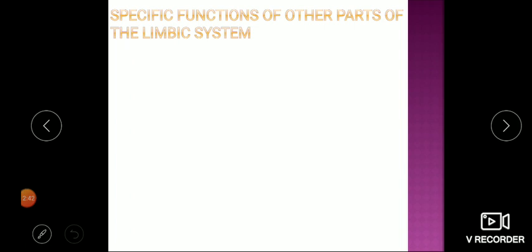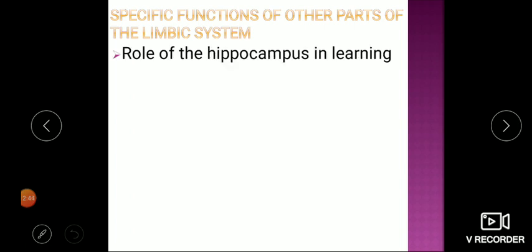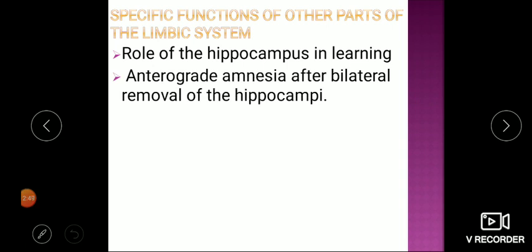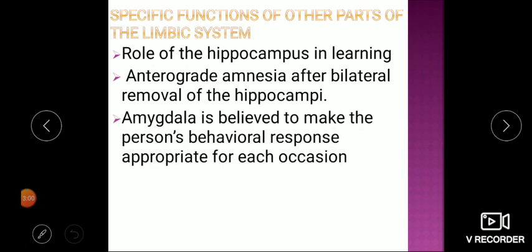Apart from this, there are specific functions of other parts of the limbic system. For example, the hippocampus plays an important role in memory. It helps in the storage of information, so anterograde amnesia occurs after bilateral removal of the hippocampi. The amygdala is believed to make the person's behavioral response appropriate for each occasion. So it makes the sensibility of the individual. That's why in damage of the amygdala, sensibility goes off. We'll see the disorders of the limbic system.